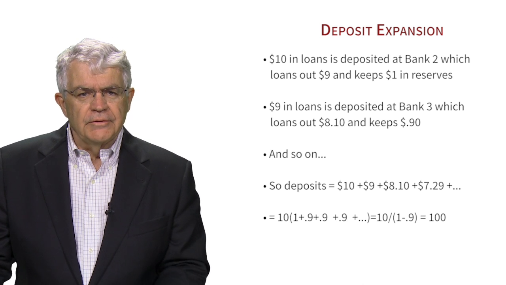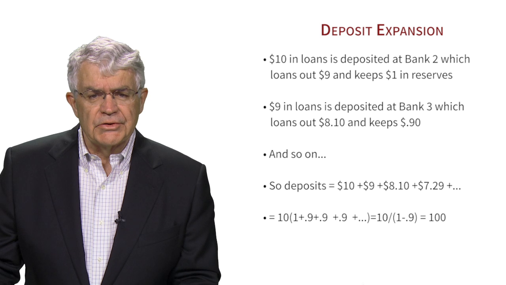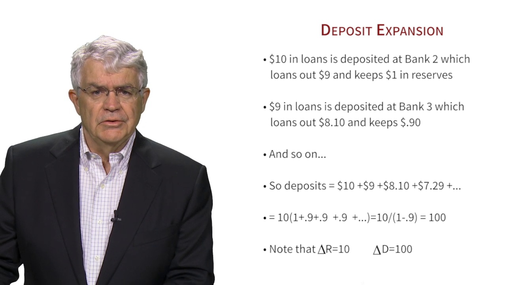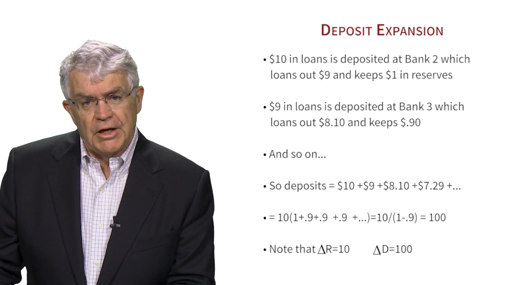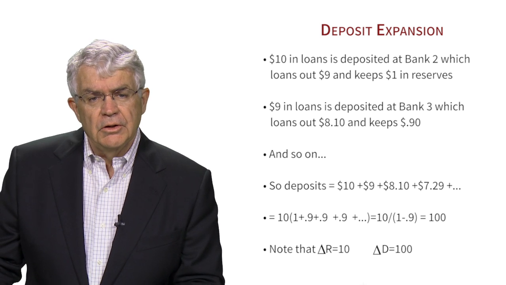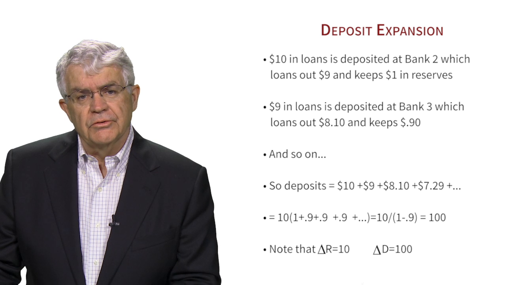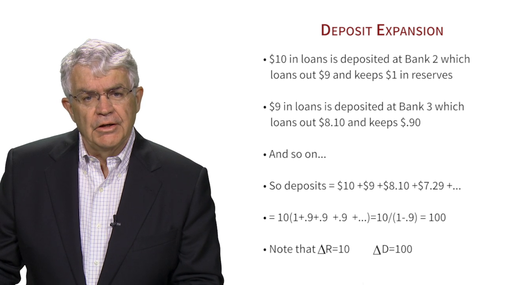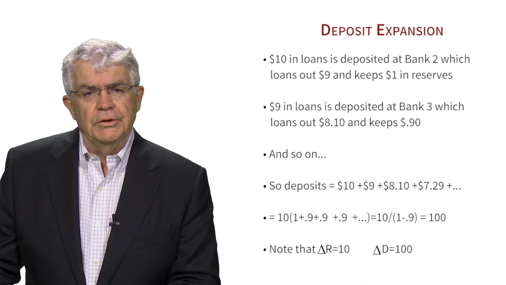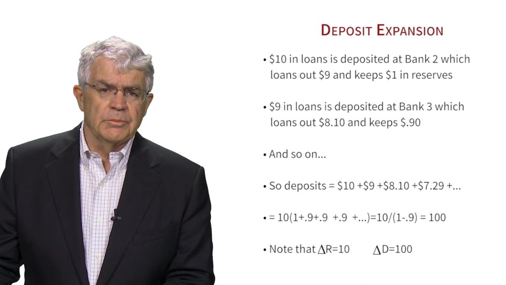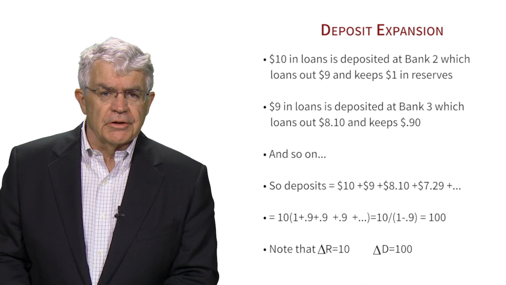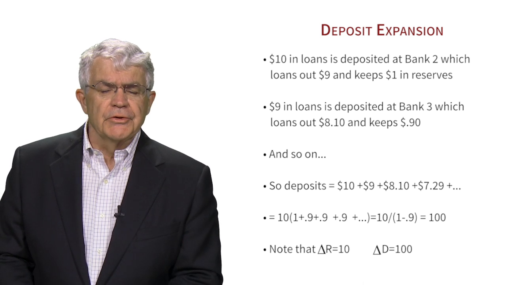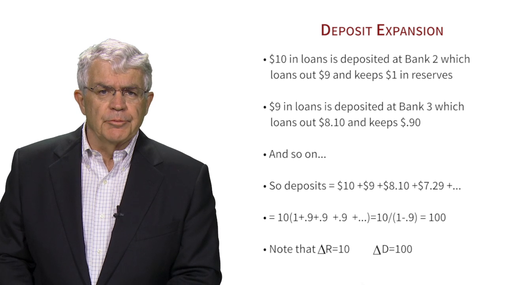Now the bottom line, of course, is that the increase in deposits has been 10 times the increase in reserves. In this particular case, remember, reserves went up by 10, so delta R was 10. The deposits have gone up by 100, so delta D is 100. And of course, 100 is 10 times 10. So in a way, we didn't need to look through the gory details of this deposit expansion. We could figure that out just by the logic or the arithmetic of this. But it's also helpful to understand how it actually plays out in practice.